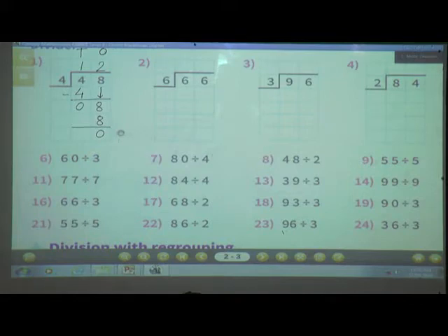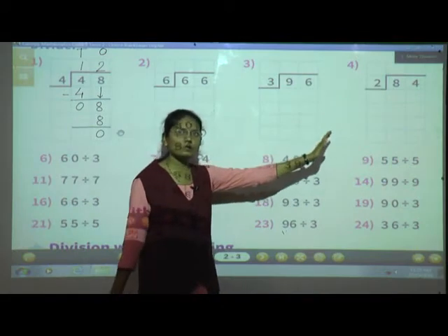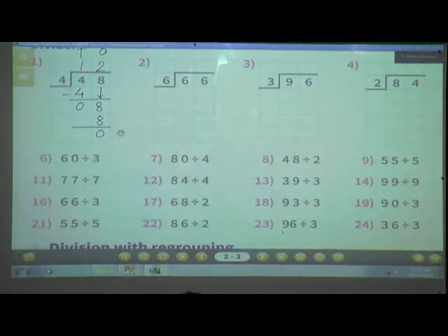Understood? Now these three sums, second, third and fourth, try to solve on your own. The remaining sums we will take now.